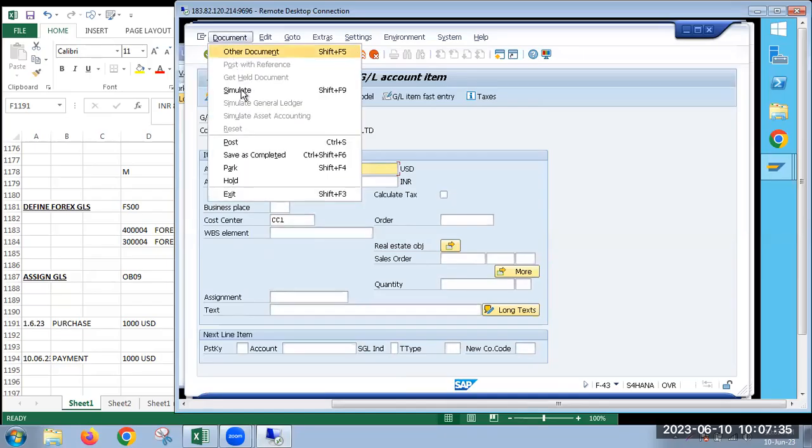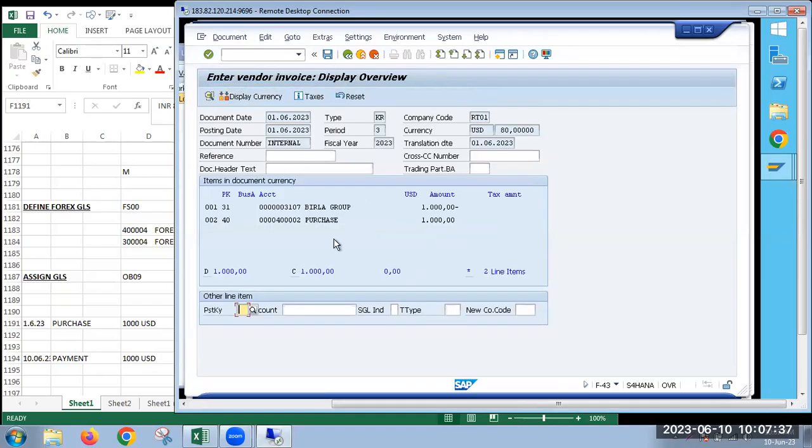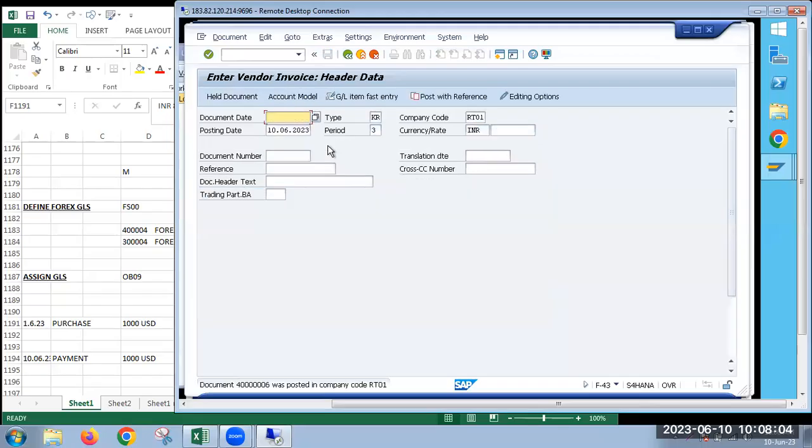Okay, so this is our transaction. In US dollar, we made $1,000. The rate is here. If we change the currency, you can see in INR, now the local currency. So only local currency activation is there. No other currencies. 4,000 and 80,000 we can see. We'll post it.